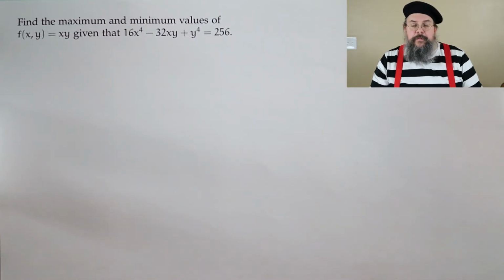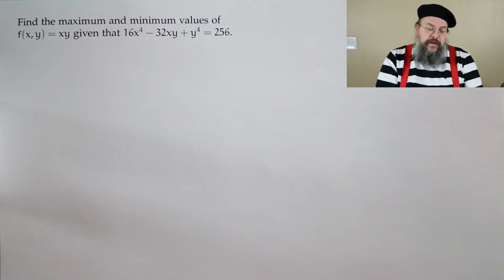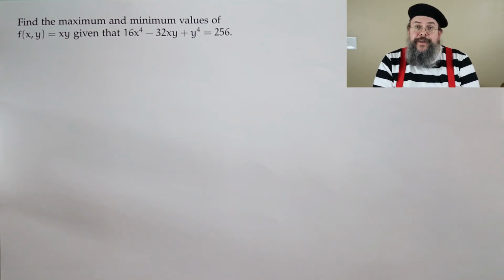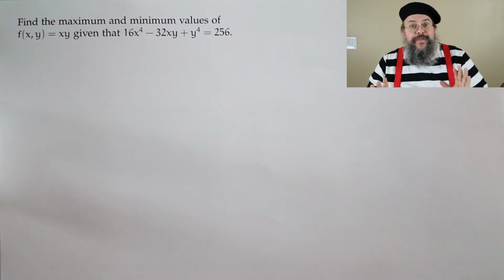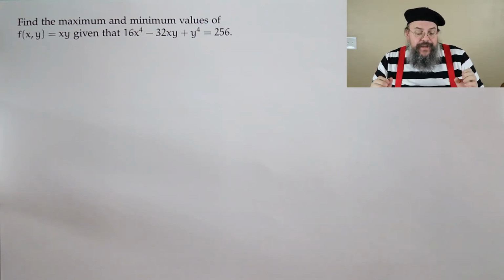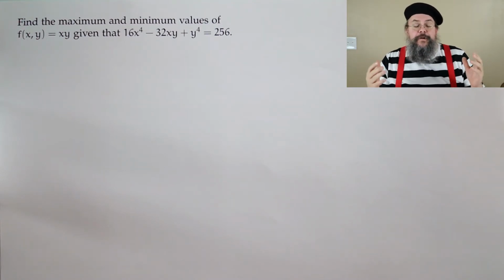Find the maximum and minimum values of the function xy, given that 16x to the fourth minus 32xy plus y to the fourth equals 256. Now, I want to tell you before we start, I really like this problem. And not just because I wrote it. I mean, I'm sure other people have written very similar problems.